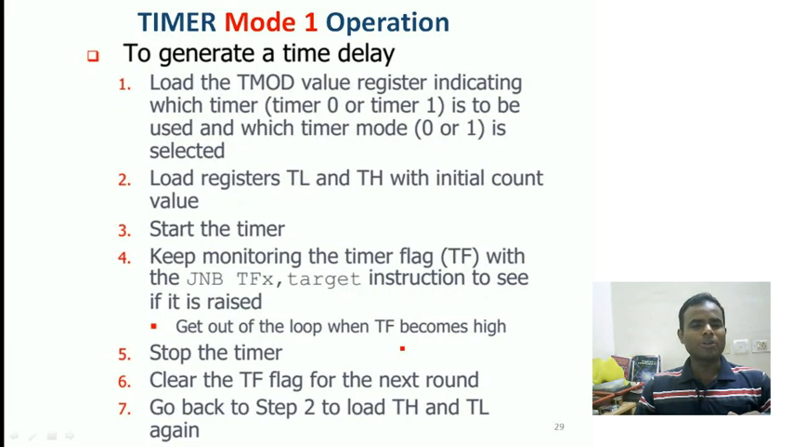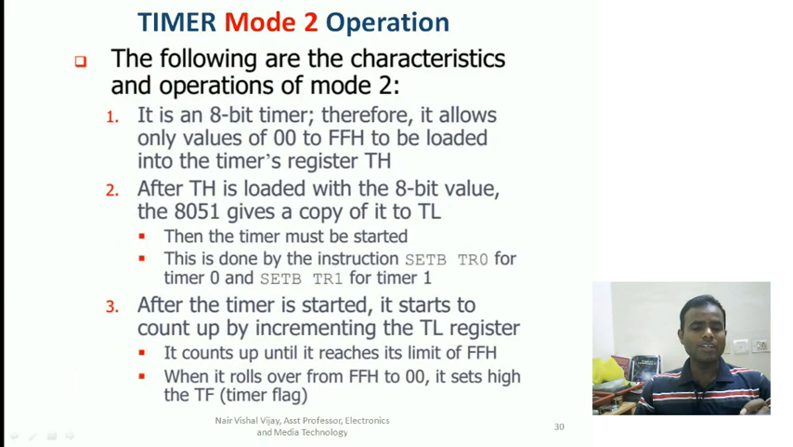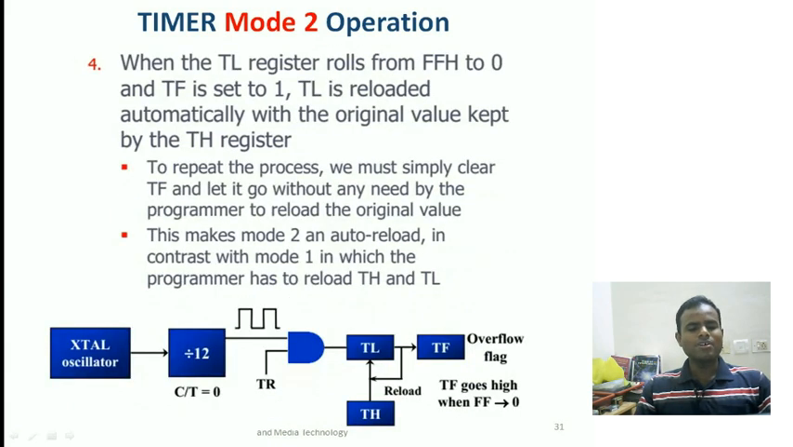So, timer mode 2 operation. It is quite different from your timer mode 1 operation. Here, as it is a timer, the oscillator is divided by 12 to give your timer clock frequency, and the timer run bit sets your timer to run. Now here your TH register is what you load a value into. Remember, timer mode 2 is an 8-bit timer. That means it can count to a maximum value of 255, that is from 0 to 255, or 00 to FF hexadecimal.